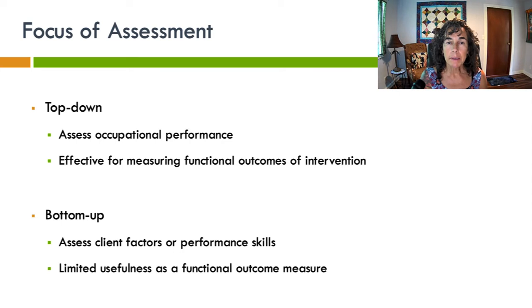The focus of assessment can be one of two ways, and often we do both things. The first is a top-down assessment, so we're looking at occupational performance, the big picture, and it's effective for measuring functional outcomes of intervention. We can also look bottom up and assess the client's performance factors or performance skills, so the little bits of performance, right, that build into occupational participation. It has the drawback that it has limited usefulness as an outcome measure. So we can use it to assess, but not to measure outcomes.